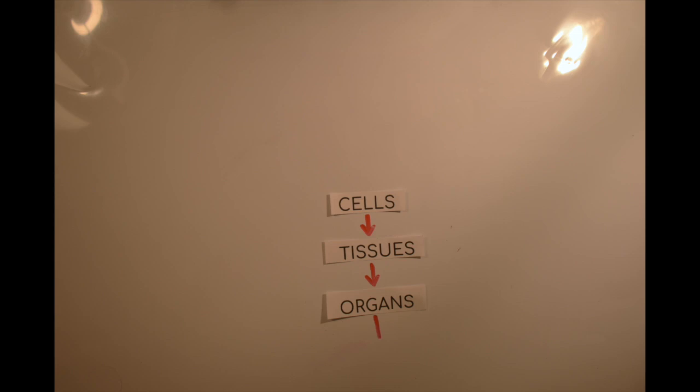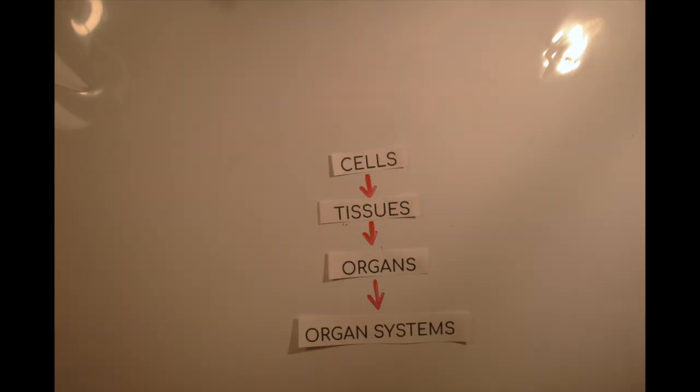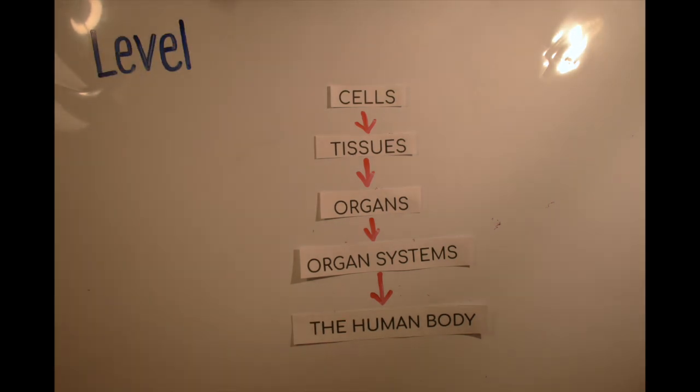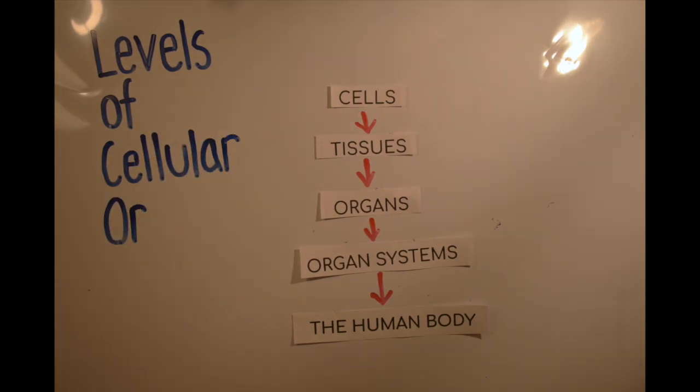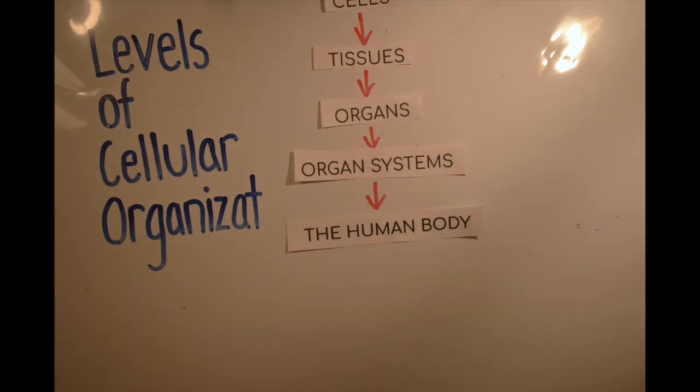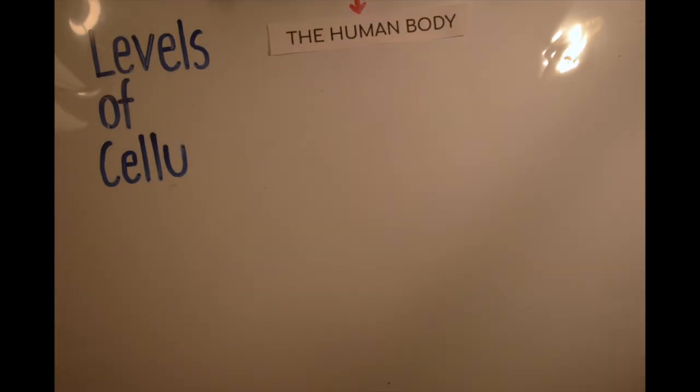without them. This is because when cells work together, they create tissues. When tissues work together, they're organs. When organs work together, they're systems. And when these systems interact with each other, they create the human body. This is called the levels of cellular organization. So everything kind of starts at the cells, which is why you could say that we're just basically a whole bunch of cells put together.